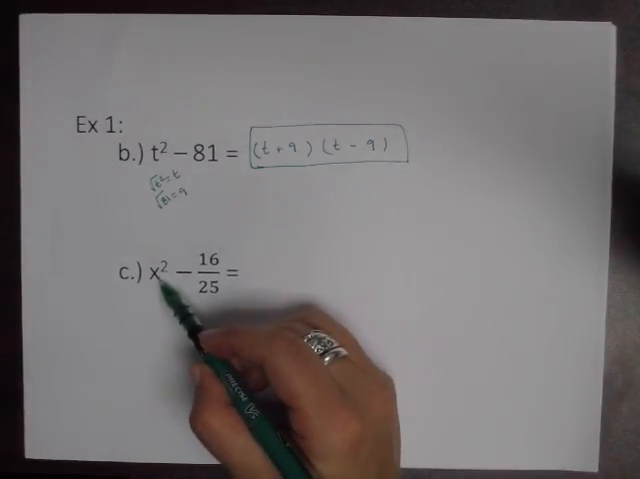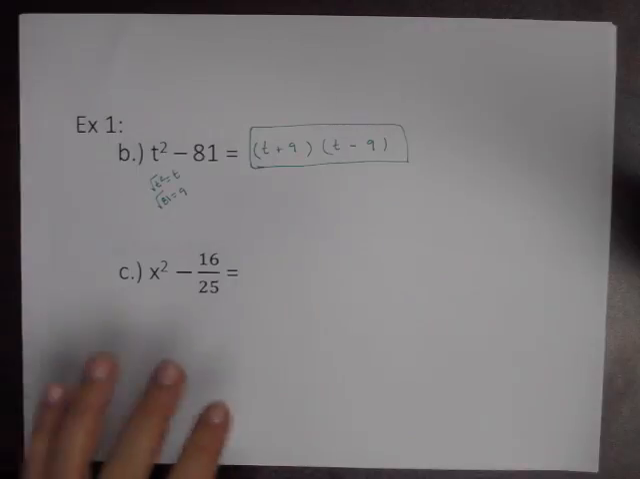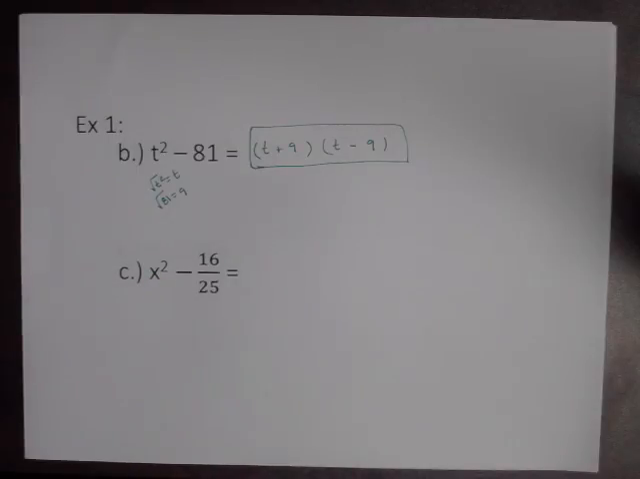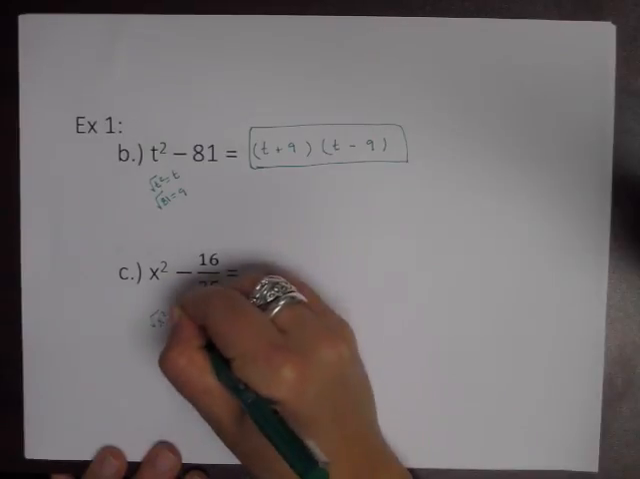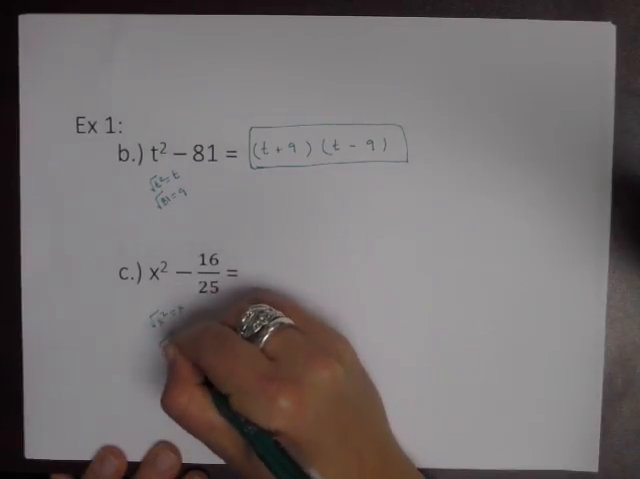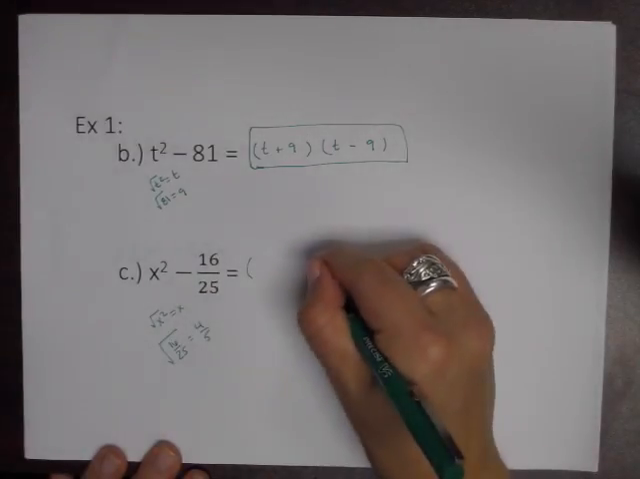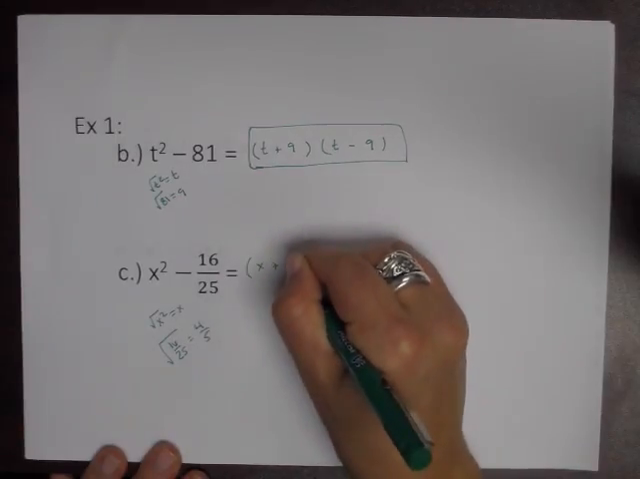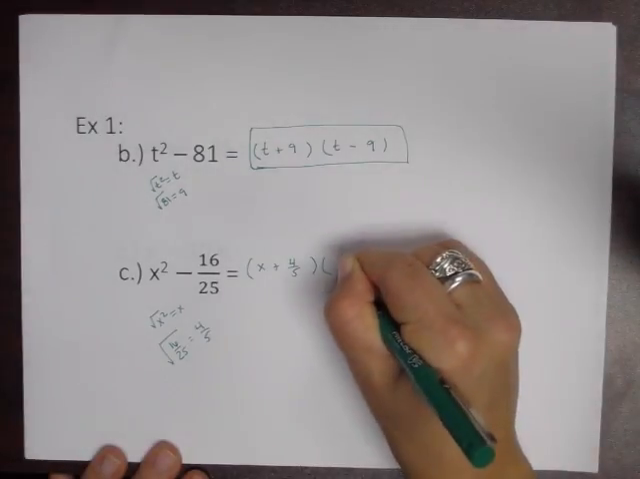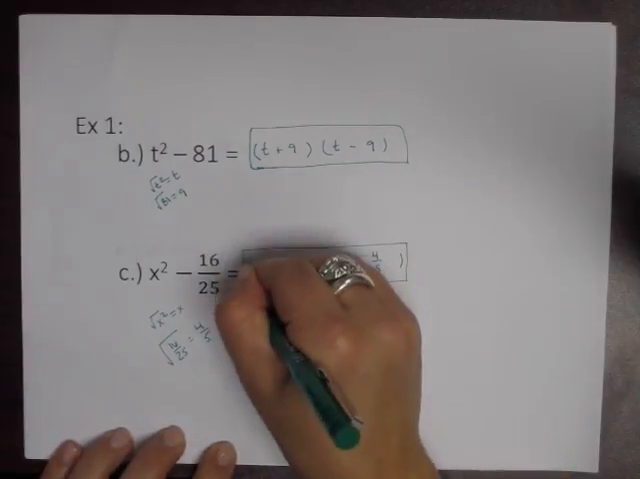Okay, so I've got x squared minus 16 over 25. Even though I'm dealing with fractions, it shouldn't be too intimidating. The first thing that I notice is I've got 2 terms instead of 3, and I'm missing my b, and it's a subtraction problem. So I take the square root of x squared, which is x. Then I take the square root of 16 over 25, which is 4 over 5. I set up my parentheses, I go plus minus, and it's x plus 4 over 5 and x minus 4 over 5. And then I'm done with it.